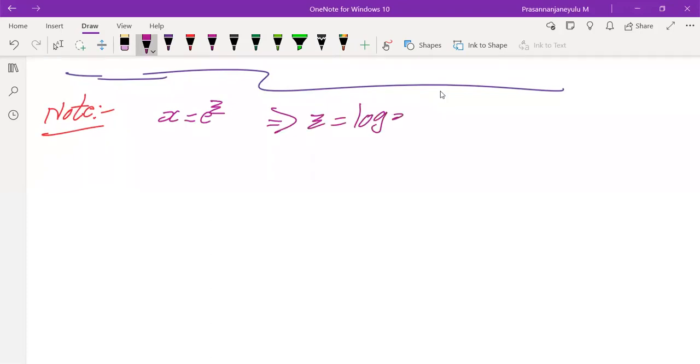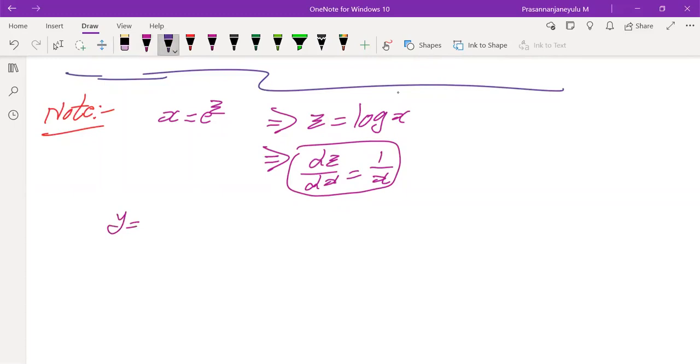Now I'm differentiating this. We'll get dz by dx equals 1 by x. Now, what is the general form of y? y will be a function of which variable? x variables. But x is in terms of which variables?